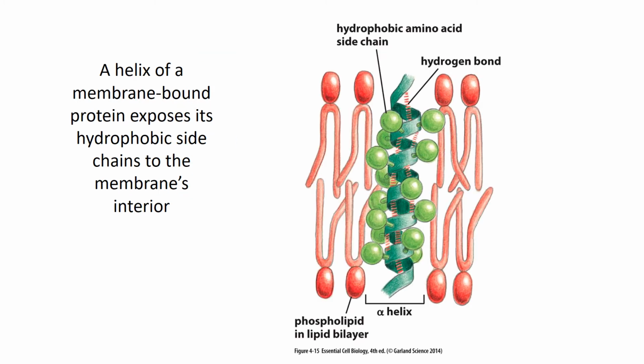Here's an example of an alpha helix of a membrane-bound protein. In this case, because the helix exposes its side chains on its surface, hydrophobic amino acid side chains can interact with the hydrophobic tails of the phospholipids that make up the membrane's bilayer. This allows the protein to be embedded in such a way that it's very stable within the environment of the membrane.